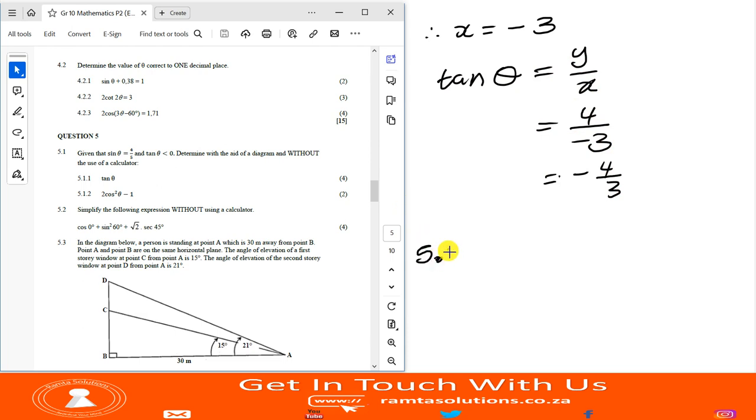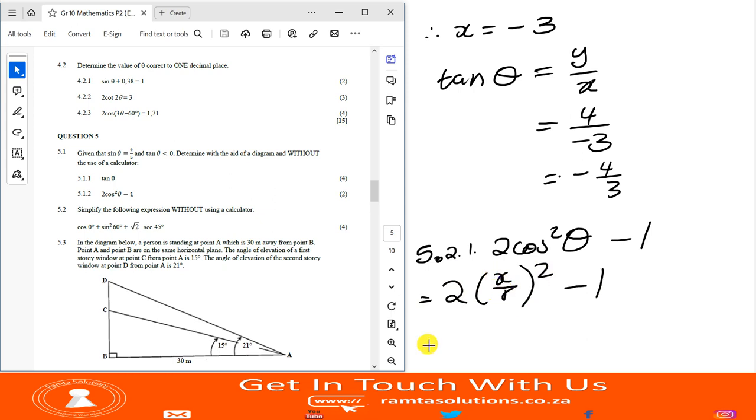Now, 5.2.1, you're looking for 2 cos squared theta minus 1. Now, what is cos? Cos is x over r, right? So this is 2 times x over r, all squared, minus 1. So now, you will say 2. What is the value of x? It was negative 3. What was the value of r? It was 5. All squared, minus 1.